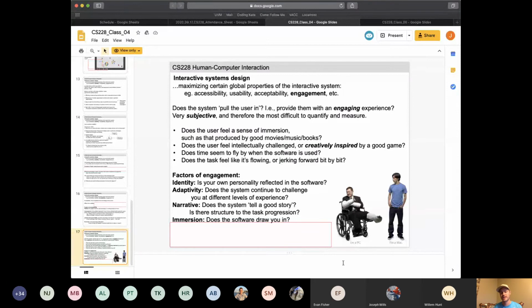So yeah, so people will say the time seems to fly by when they're using it, right?